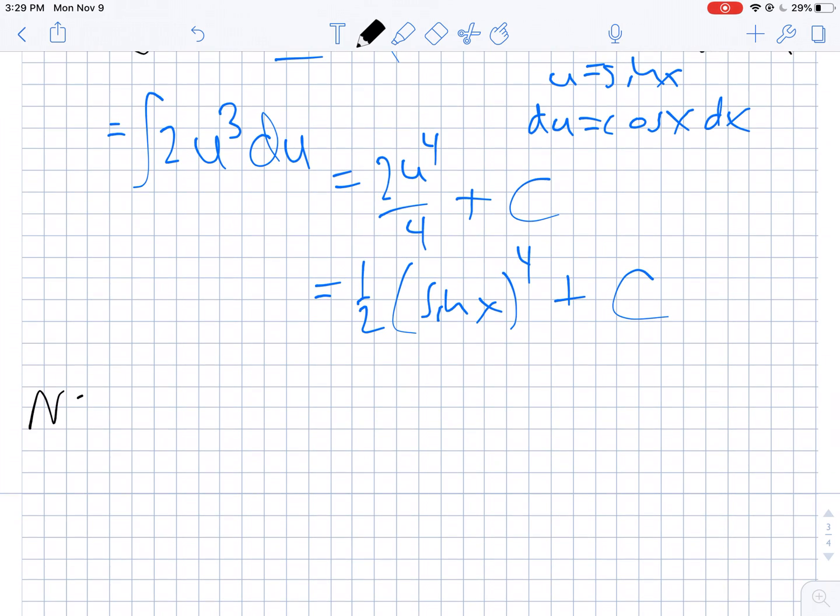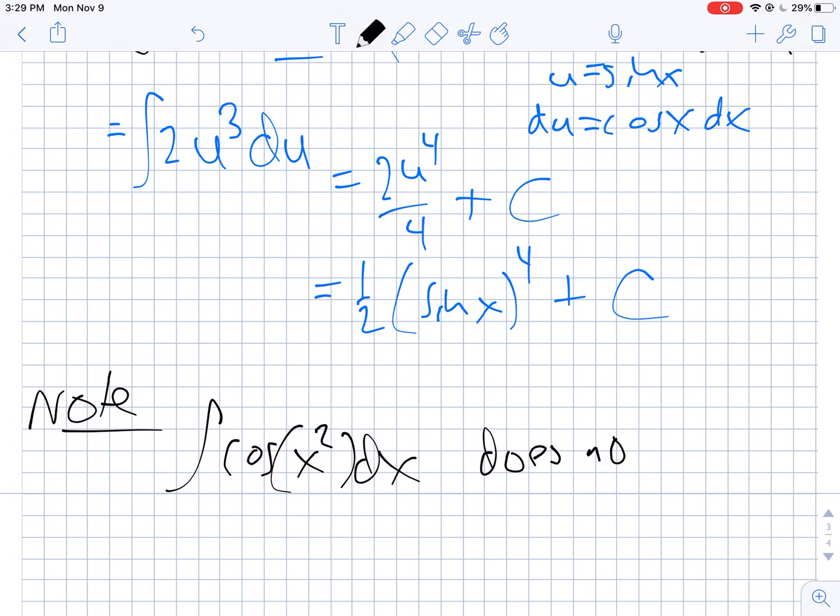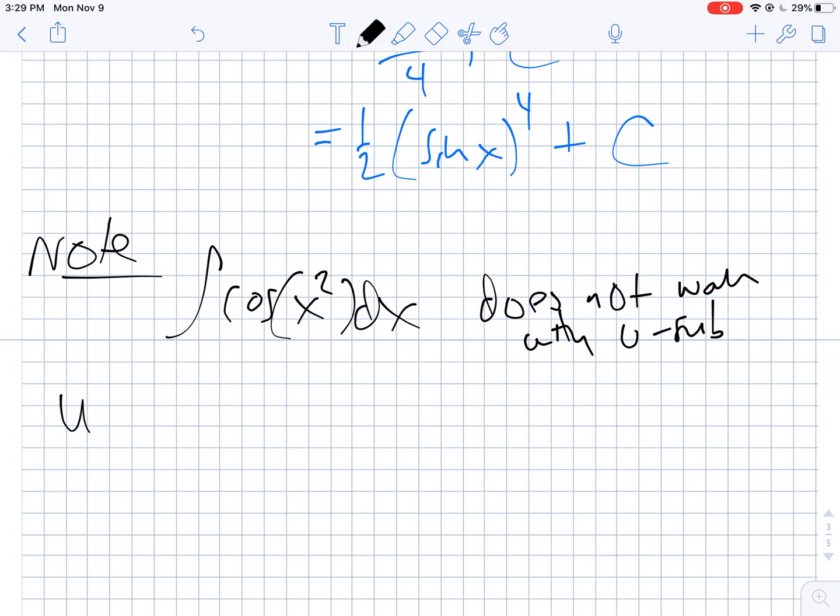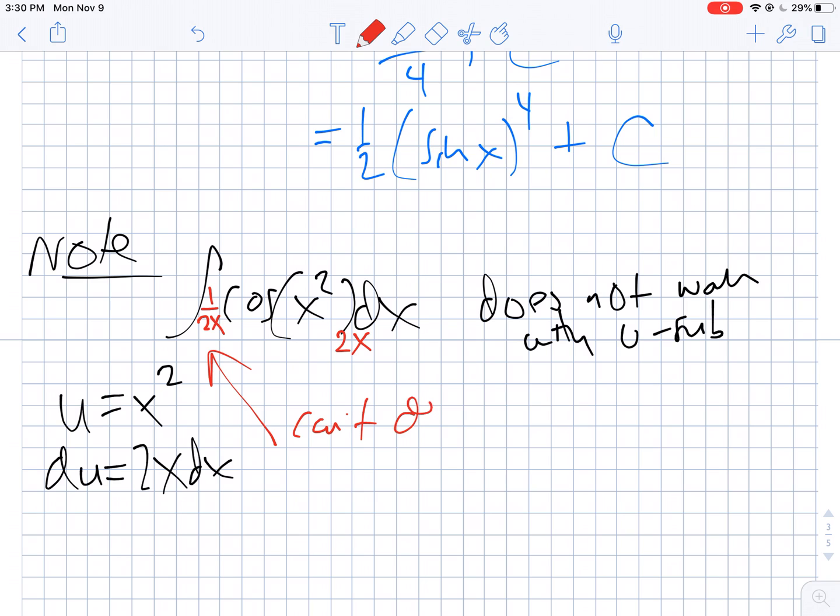One quick note. If you try and do something like this, like cosine of x squared dx, this does not work with a u-sub. And I'll show you why, right? You might look at this and be like, yeah, I'm going to try and do a u-sub, right? U equals x squared. But the derivative of that is 2x dx. So now, you could put a 2x here, and you could put a 1 over 2x in front. But you have a problem that you have this extra x. So I can't deal with this extra x.